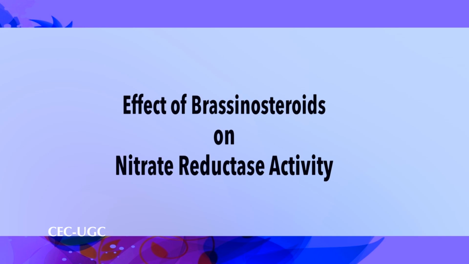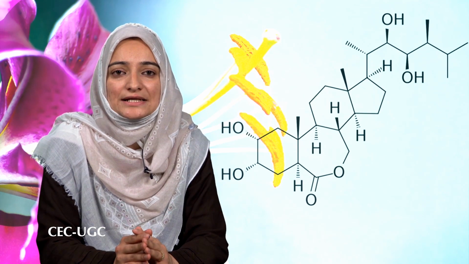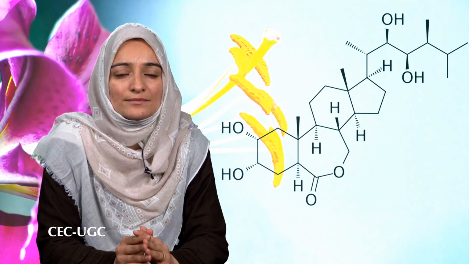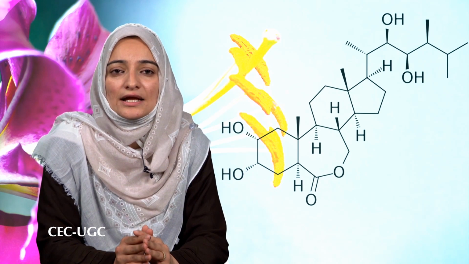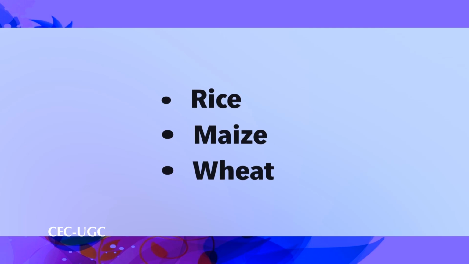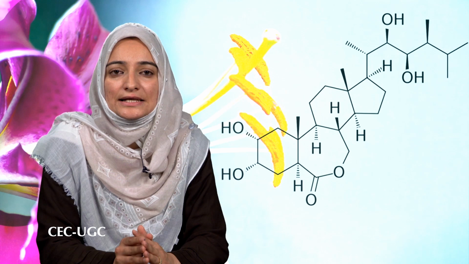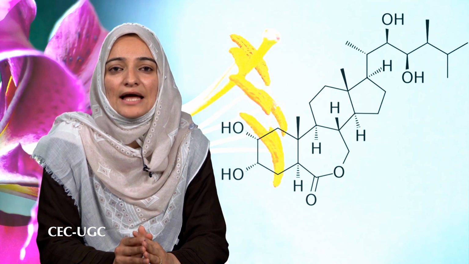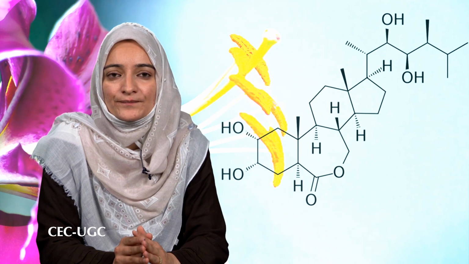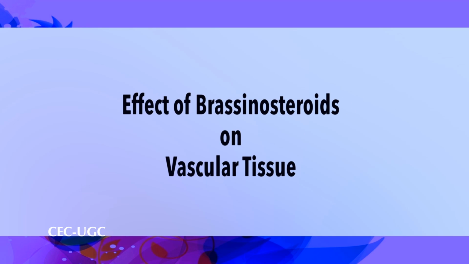Next is effect of brassinosteroids on nitrate reductase activity. The process of reduction of nitrate is catalyzed by the enzyme nitrate reductase, the level of which increased in the plants of rice, maize, wheat, Vigna radiata, Raphanus sativus, Lycopersicon esculentum, and in the seeds of wheat by the application of brassinosteroids. Next is effect of brassinosteroids on the vascular tissue.